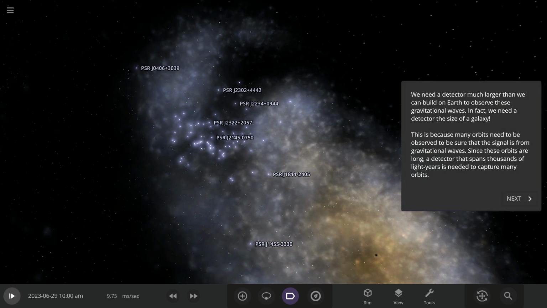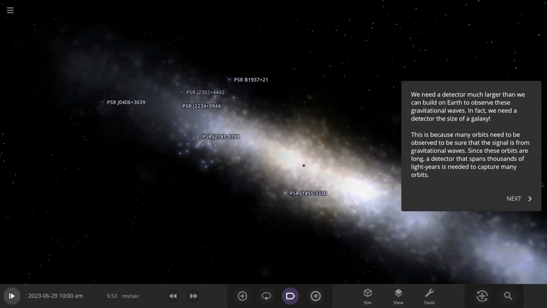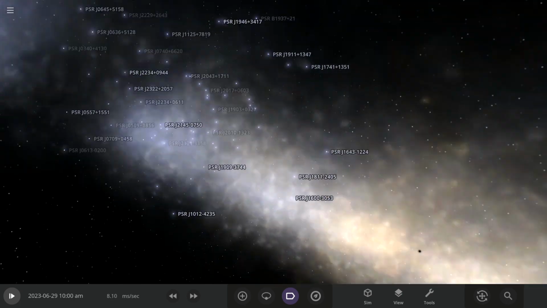Okay. Oh god. We need a detector much larger than we can build on Earth to observe these gravitational waves. In fact, we need a detector the size of a galaxy. This is because many orbits need to be observed to be sure that the signal is from gravitational waves. Since these orbits are long, a detector that spans thousands of light years is needed to capture many orbits.